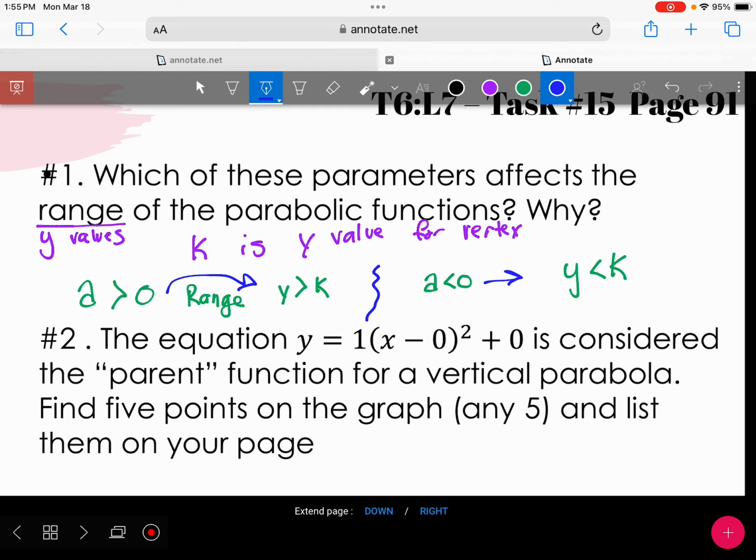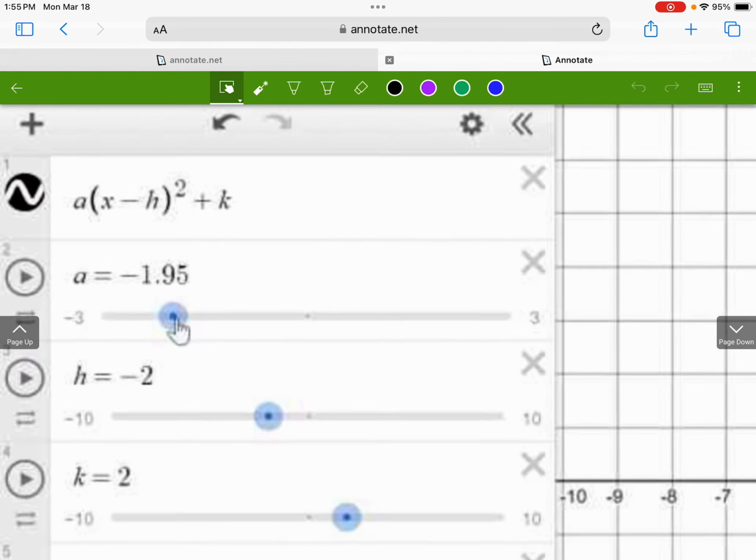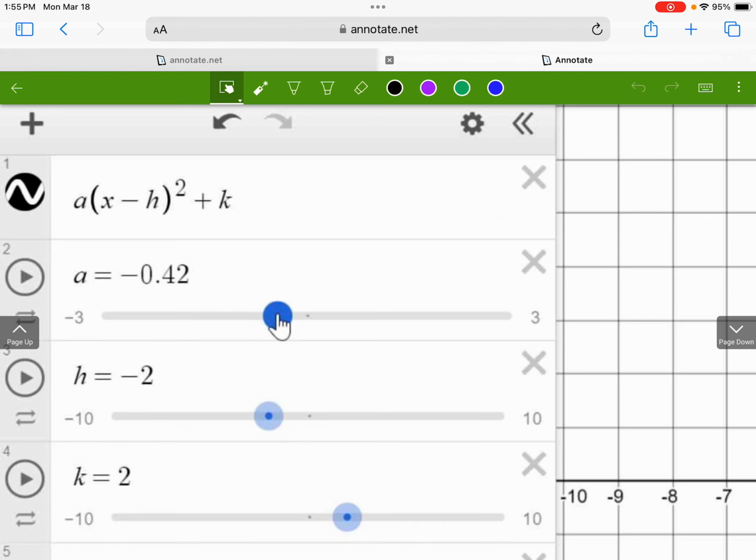Okay, so then what we're going to do is we're going to take our equation 1 times x minus 0 squared plus 0. So I want you to take all your sliders and get them there. So we're going to take our A to be 1. So get your slider at 1. You can also type in if you want to, if you're not too great at sliders, which I'm struggling. There we go. My H at 0. And my K at 0. I am really bad at getting it right on it.